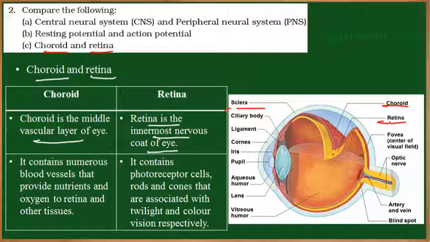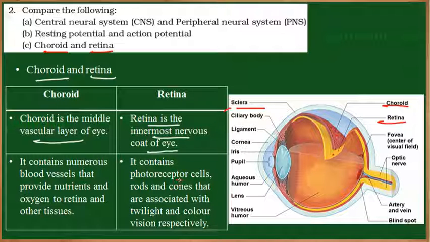And the retina, which is the innermost layer of the eye, has three regions: a layer of ganglion cells, bipolar neurons and the photoreceptor cells. The choroid contains numerous blood vessels, with which nutrients and oxygen are supplied to the retina. The retina is not supplied with blood vessels itself, but it gets its nourishment through the blood vessels present in the choroid, and these nutrients and oxygen are also supplied to the other tissues in the eye, not only the retina.